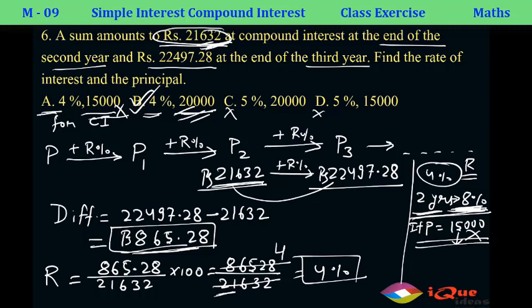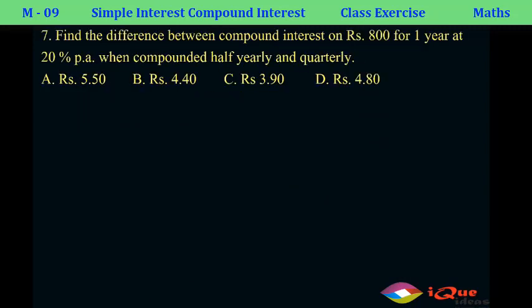Alright, now let's go to the next question. Now this question is a direct application of the formula that we have done. Find the difference between compound interest on 800 for 1 year at 20% PA when compounded half yearly and quarterly. Alright, so here what we need to do is calculate the interests in each case.